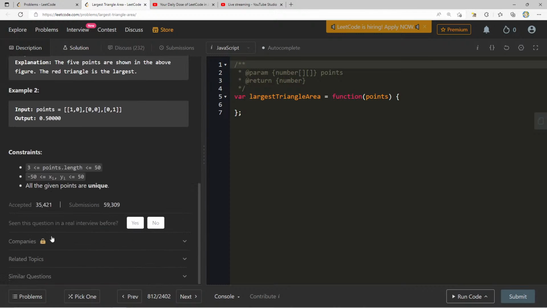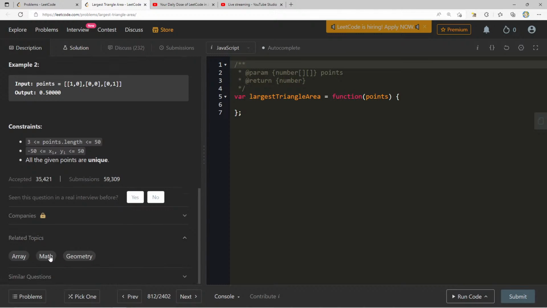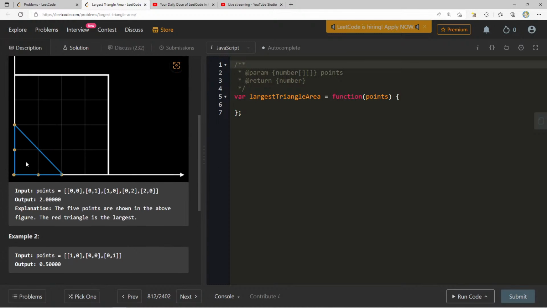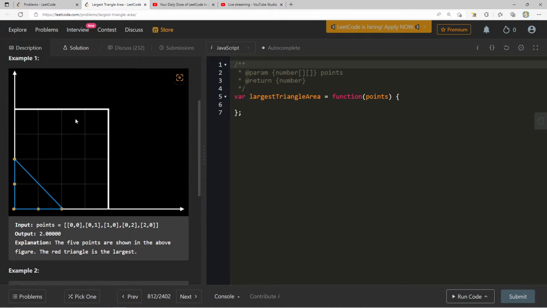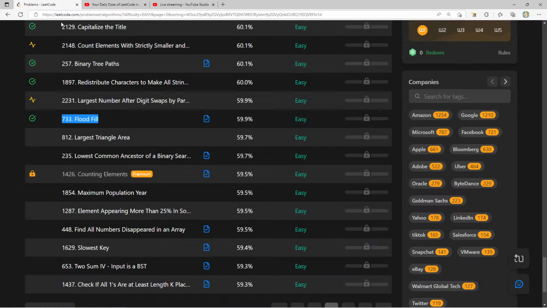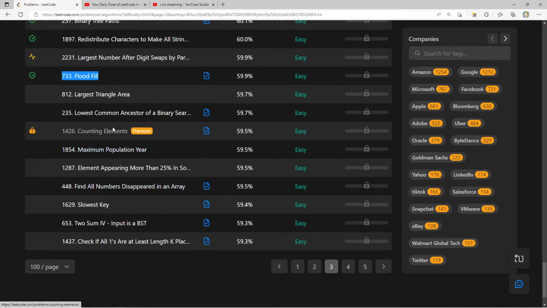Perhaps this is geometry. I'm going to look at the related questions. We have array, math, and geometry. I'm not very concerned about doing this question, so I'd rather go to another one that might provide a better like to dislike ratio. So let's see maximum population here.